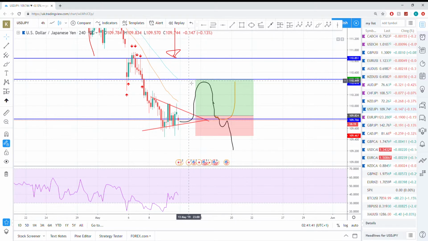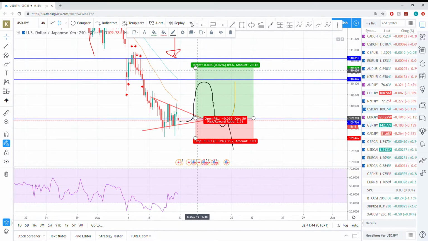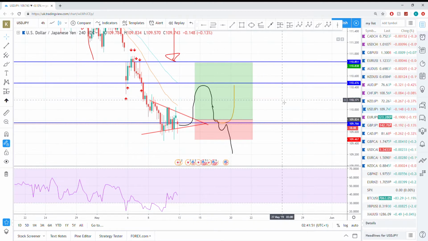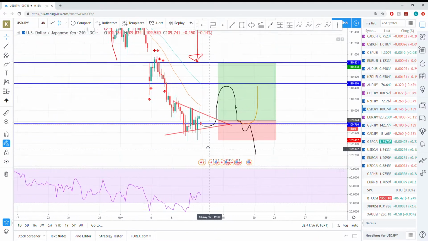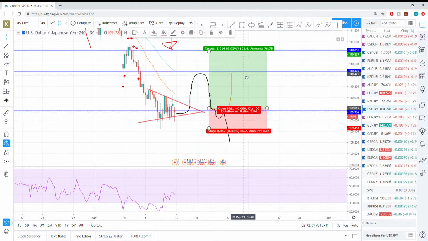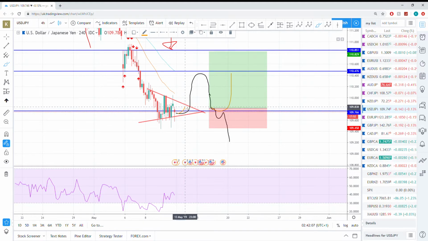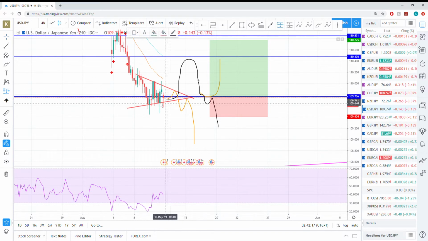If we do not see key rejection here, then potentially we can go even further higher. But I highly doubt it because the EMAs are falling downwards and the overall trend is looking downwards from this point. So I'm going to see how price reacts to this pennant. Potentially we could see price not even breaking out this way. Price could come up to here and then come back down and retest this zone again, and we get pushed down. That could be another potential scenario as a short.